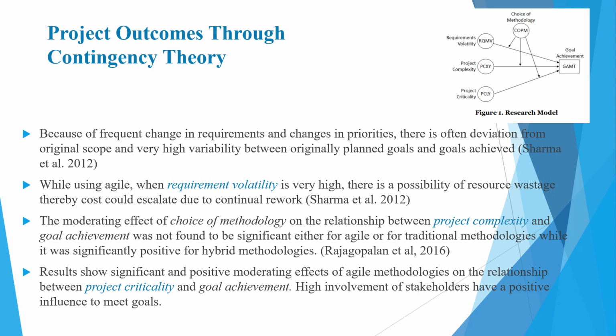Another result shows that the effect of choosing a methodology in the relationship between the project complexity and the goal achievement was not found to be significant for both agile and traditional methodologies, but it was incredibly significant for hybrid methodologies. Results show positive moderating effects of agile methodologies on the relationship with project criticality and goal achievement, and this is due to stakeholders being highly involved in set projects, influencing them to achieve their goal.